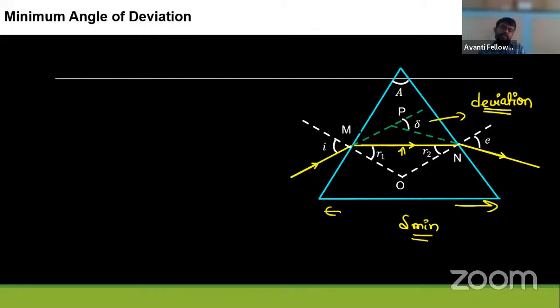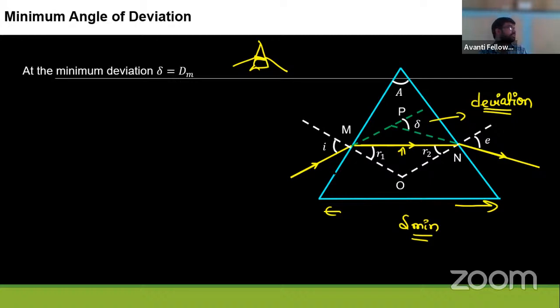We have seen that in a prism where the ray enters like this and goes like this, internally the ray's direction is not parallel to the base, it is shifted by some angle. But here the ray is parallel to the base. Fine, so now let us start the derivation of the minimum angle of deviation.